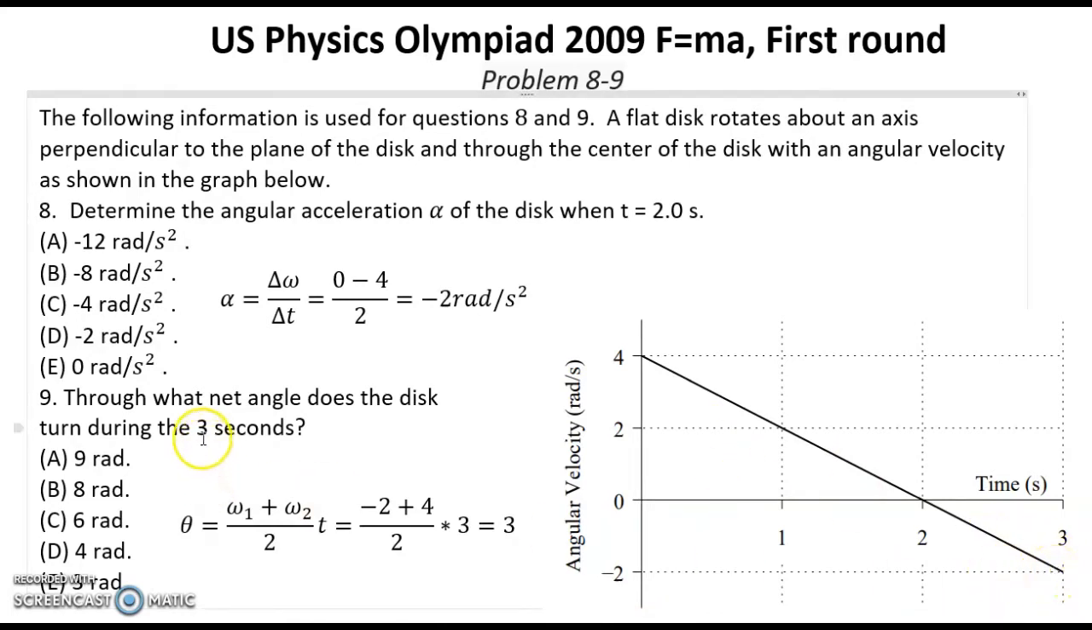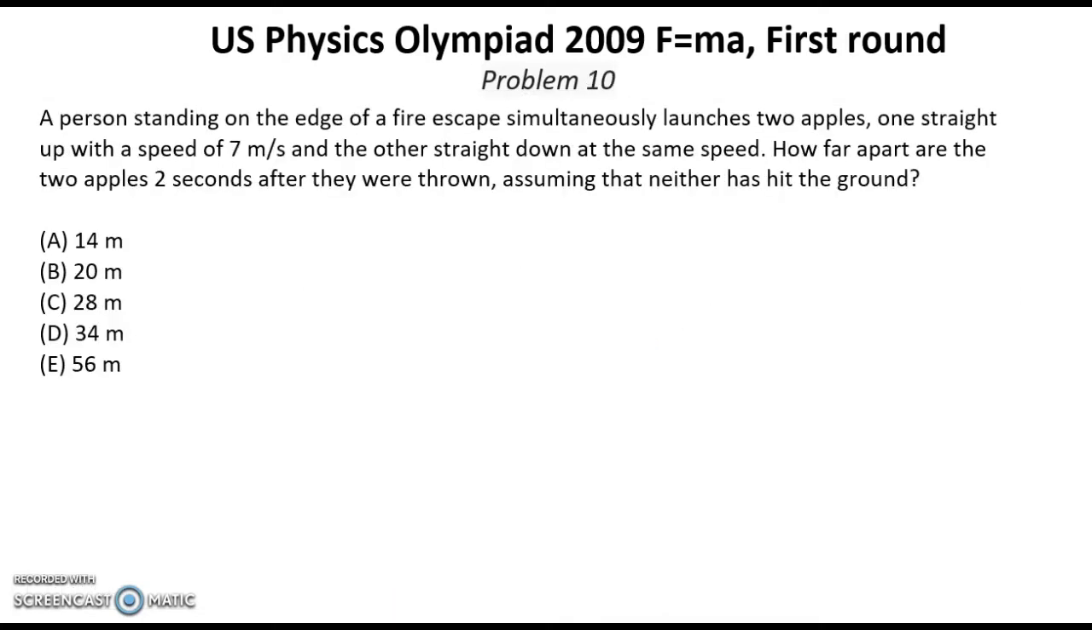This is in our question, and we put in these angular velocities. Initial is 4 and final is negative 2. So that will be the solution: negative 2 plus 4 over 2 multiplied by 3. That will be 3 radians. Correct.